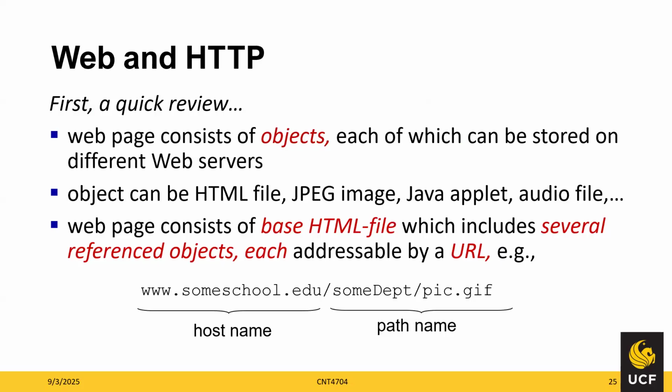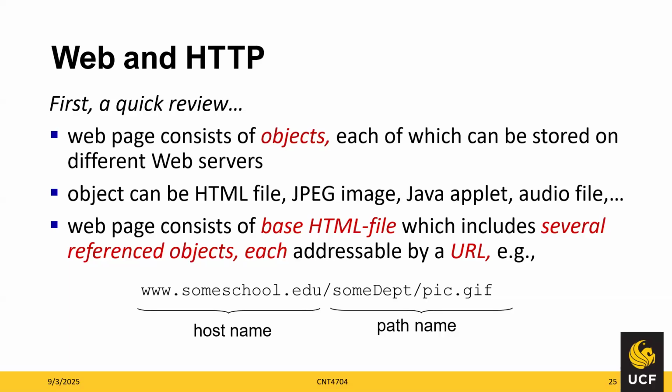Okay. So when we speak about HTTP and the web, a web page is not just a single file. It's a collection of objects. Objects are basically what's included in the website. The most important object is the base HTML file. You could think of it as the home web page. It defines the structure of the page, and it contains references to other objects.